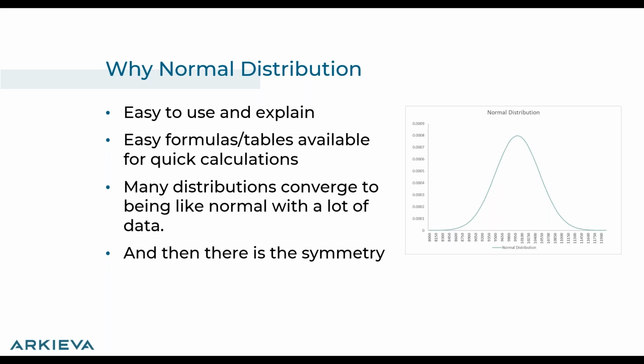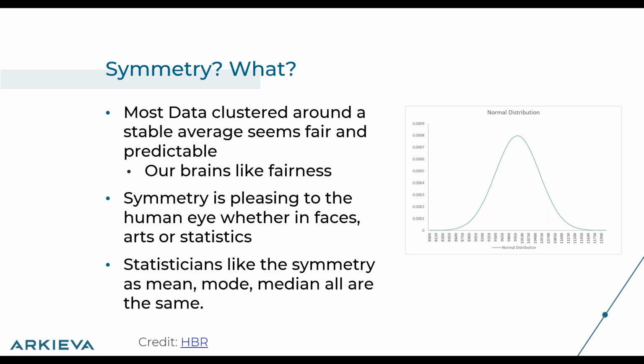And then there's the symmetry. So what exactly do I mean by that? Well, the normal distribution, as you can see in the picture on the right-hand side, shows most data clustered around a stable average. The maximum number of observations are close to the average, and then as you go further out, there are fewer and fewer observations. And that clustering around a stable average appears to be fair, appears to be predictable, and for most human beings, fairness is something that we like. And so at some deep level, it evaluates as a, quote unquote, good distribution to consider.